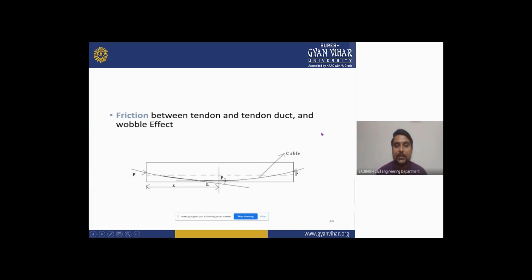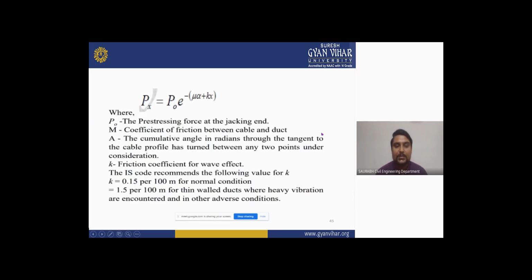That is the friction between tendon and tendon duct, and the wobble effect, as you can see in your figure. Px is equal to P0 e to the power minus bracket mu alpha plus Kx, where P0 is the pre-stressing force at the jacking end, mu is the coefficient of friction between the cable and duct, alpha is the cumulative angle in radian through which the tangent to the cable profile has turned between any two points under consideration, and K is the friction coefficient for wobble effect.